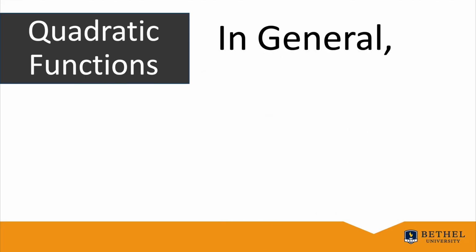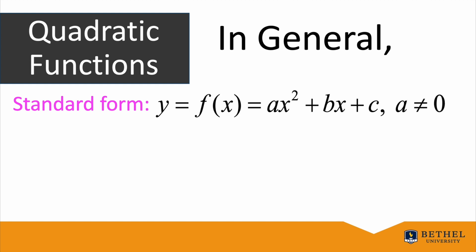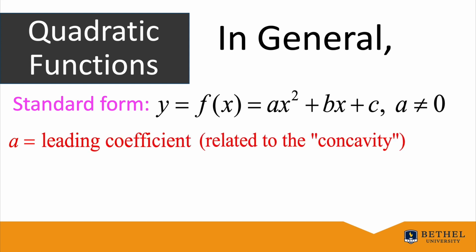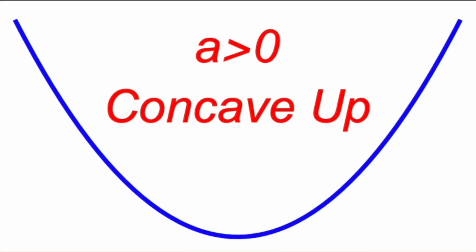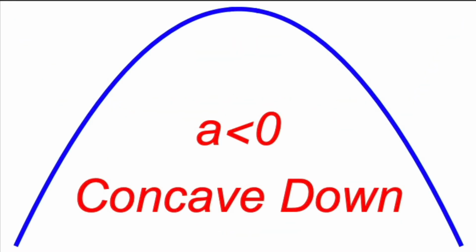Let's now generalize what we've done for quadratic functions, completing the square, and transformations. The standard form of a general quadratic function is y equals f of x equals ax squared plus bx plus c, where a is assumed to be non-zero because otherwise it wouldn't even be a quadratic. A is called the leading coefficient of the quadratic. It's related to the concavity of the graph. When a is positive, the graph is concave up, and when a is negative, the graph is concave down.